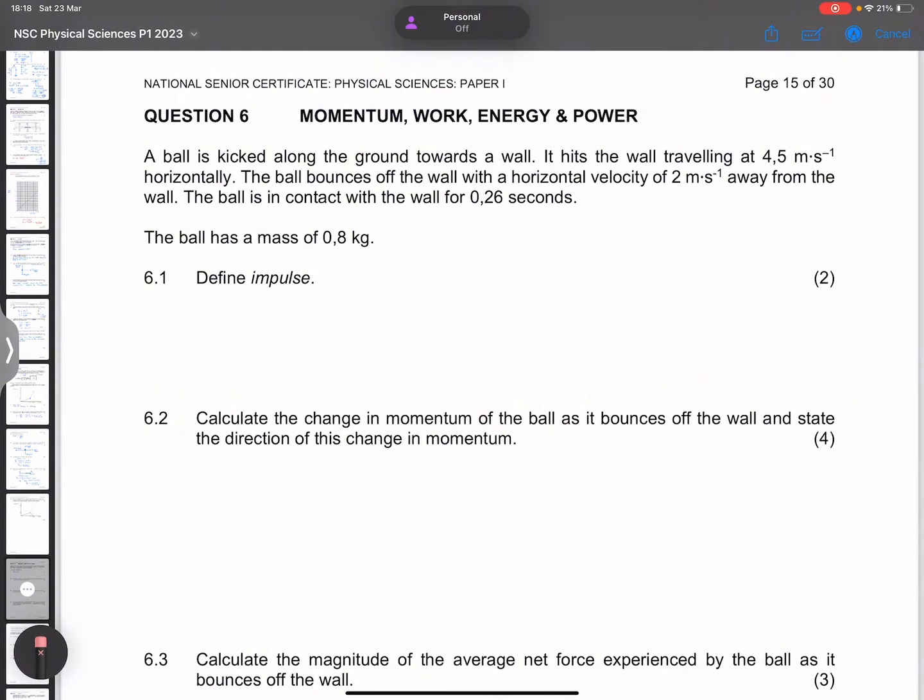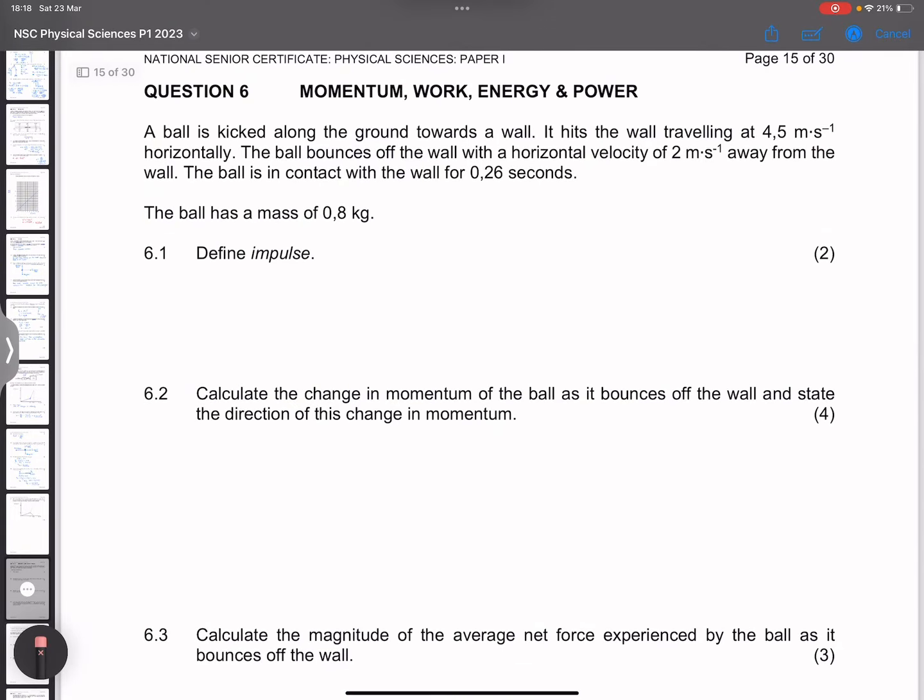All right, so let's get into question 6. They say to us a ball is kicked along the ground towards a wall. It hits the wall traveling at 4.5 meters per second horizontally. The ball bounces off the wall with a horizontal velocity of 2 meters per second away from the wall. The ball is in contact with the wall for 0.26 seconds. So it's always nicer to just have an illustration. So suppose this is our wall.